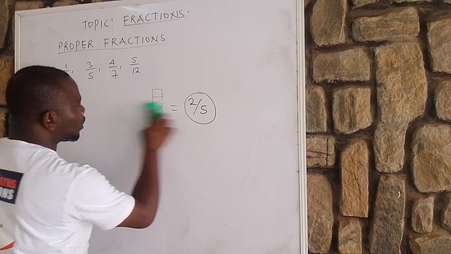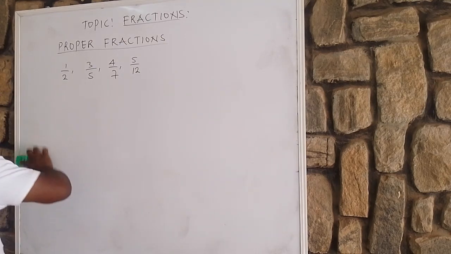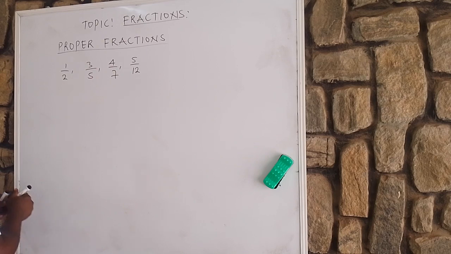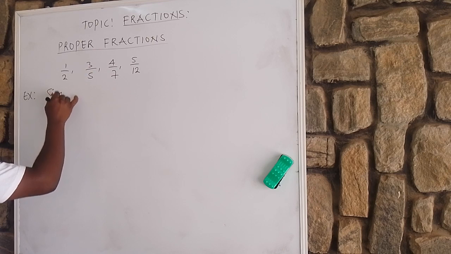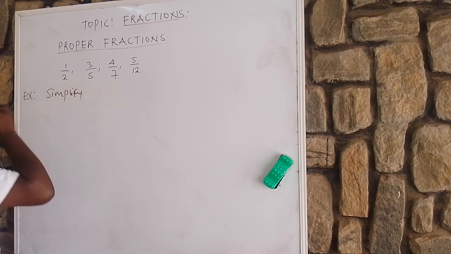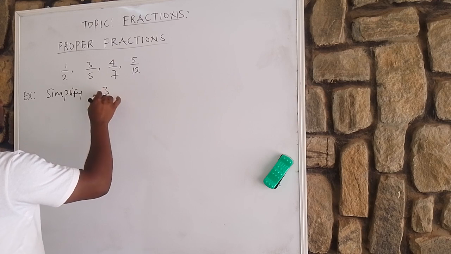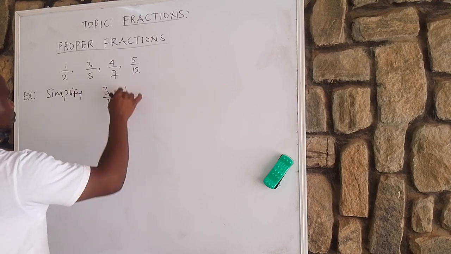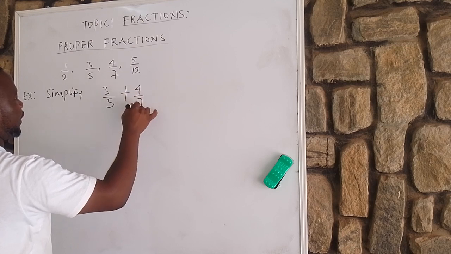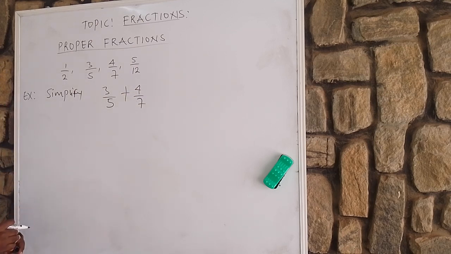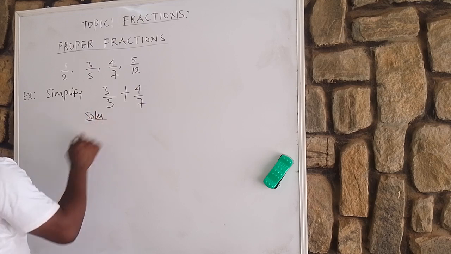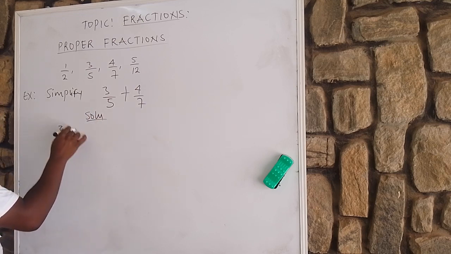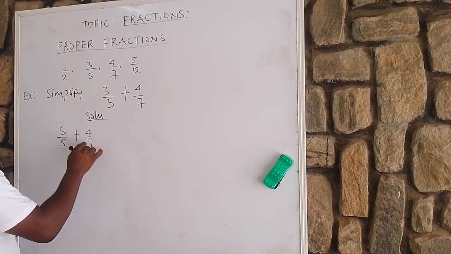So let's do some examples in proper fraction. Example: simplify or evaluate, whichever one you see. 3 all over 5 plus 4 all over 7. This is as simple as ABC. Is that clear? You know very well that we write solution. Our 3 all over 5 plus 4 all over 7.